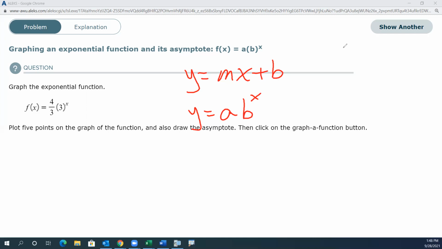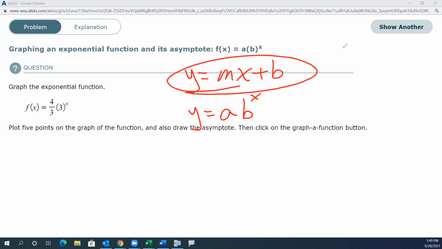They're often written in this format, a times b to the x, where a is the y-intercept, the starting point, just like b in the linear form. So they're the same. Actually, they are the same thing. They tell the same thing. And this b, similar to m, tells us how fast things are growing. However, instead of x being multiplied by that number, x is using that number as the base of its exponent. So the relationship is a little different, but fundamentally it's still the same idea.